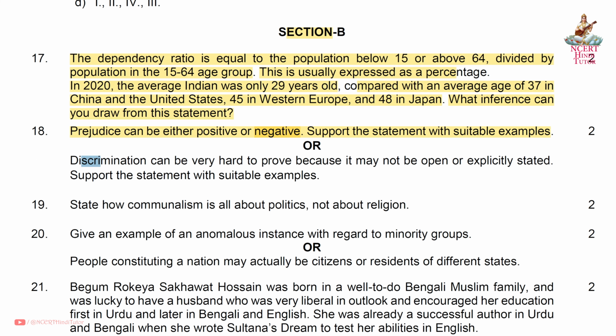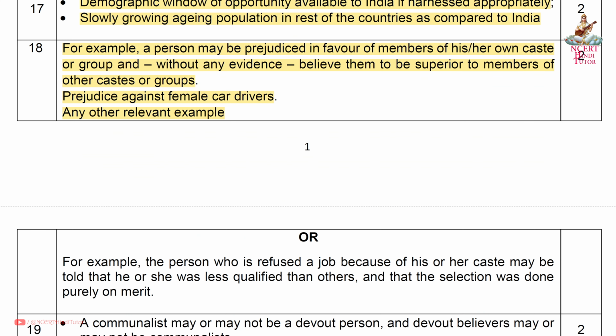Or, discrimination can be very hard to prove because it may not be open or explicitly stated. Support the statement with suitable examples. Answer: For example, the person who is refused a job because of his or her caste may be told that he or she was less qualified than others and that the selection was done purely on merit.